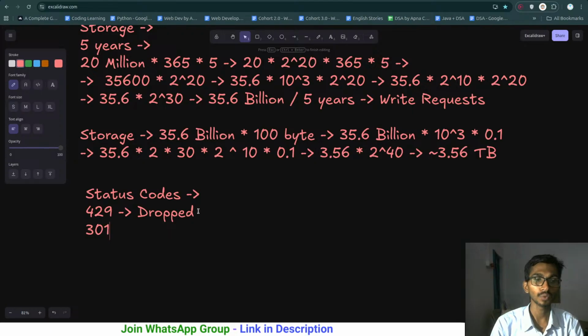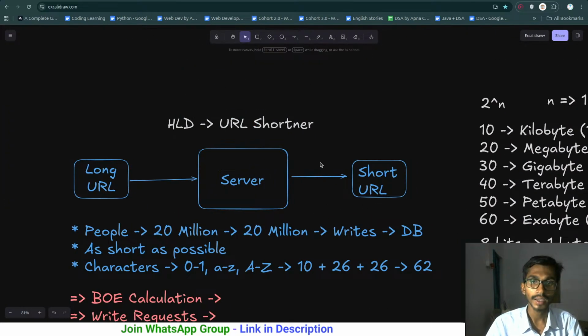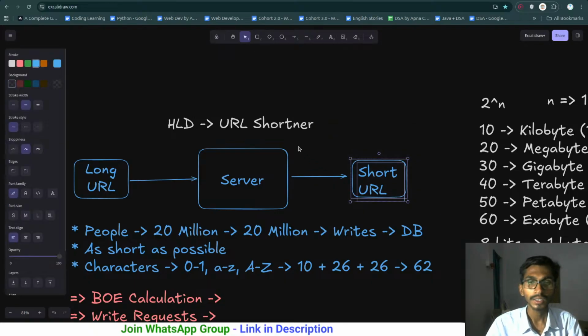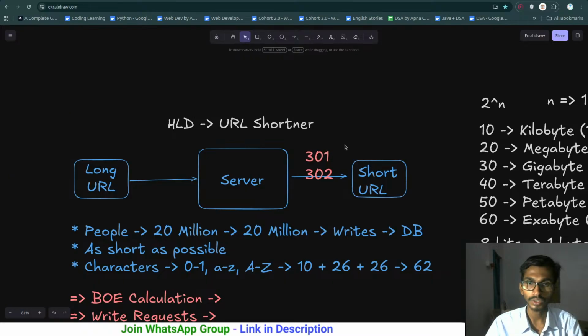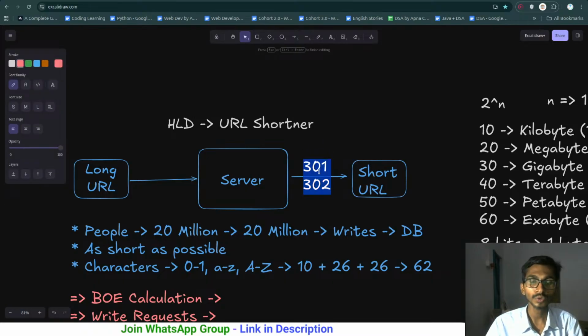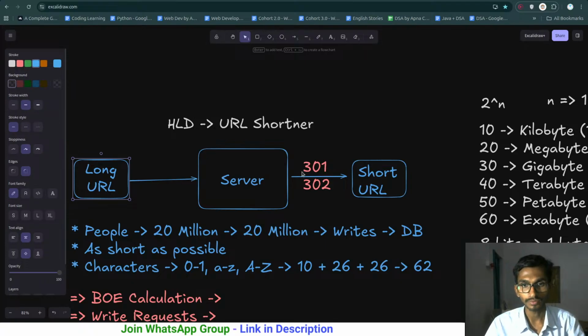Then we have 301 and 302. Whenever your server creates the short URL and gives you the short URL, the server may give you 301 response, or it may give you 302 response. What is the difference between them? If the server gives you 301 response, that simply means whenever the next time you will be using this particular short URL and pasting it in your browser, the long URL will be cached in your browser.